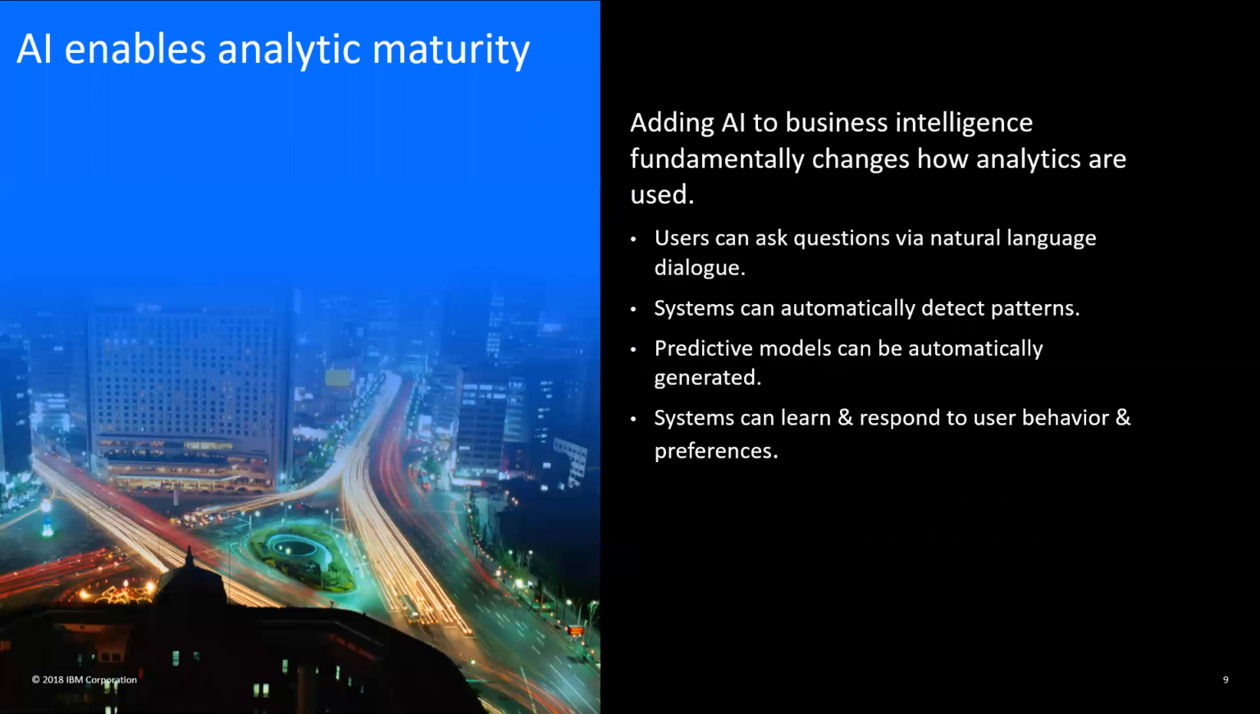All right, so when you add AI to your business intelligence, it's fundamentally changing how analytics are being used, right? So now, instead of just dragging and dropping things onto some type of dashboard, you actually are asking questions. What's my most profitable customer? What's going on with this data? So you actually just type in and ask. The systems can automatically detect patterns. Predictive models can be automatically generated. Systems can learn and respond to user behavior and preferences. That's all the AI, and that's everything that's being brought into Cognos Analytics.